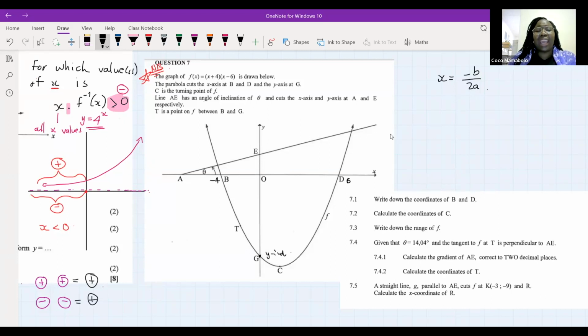Right, line AE is a straight line, so we already know that the equation of that is going to be y is equal to mx plus c. At some point, we might need to find a gradient for that line. Before we even get into the questions, we already know that.